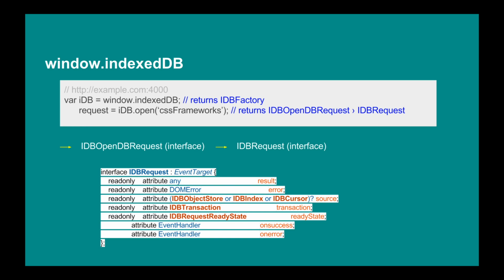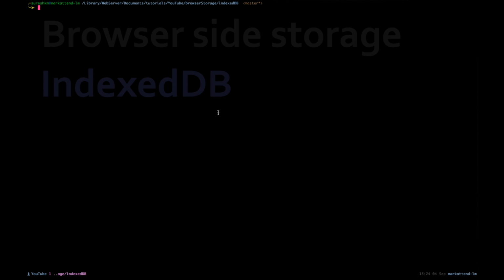Then from the application, I'm going to listen on all these event handlers. You can see it over here. onsuccess, that's an event handler. onerror is an event handler. So I would be listening on all those to get the state or the result of the request. Let's see the demo now.